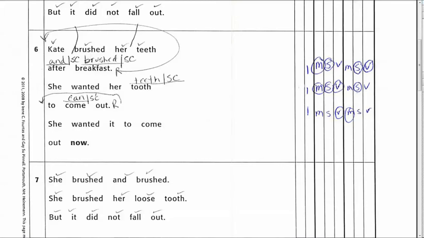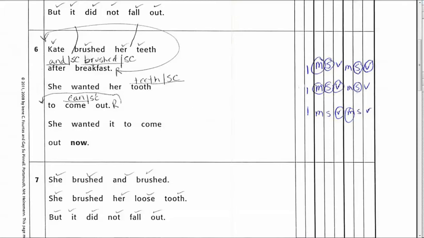So we look at the next error. Kate brushed her teeth and brushed. Does that sound right? Yes, we circle the S. Does it make sense? Yes, we circle the M. Are there any visual similarities? Yes, there are visual similarities.